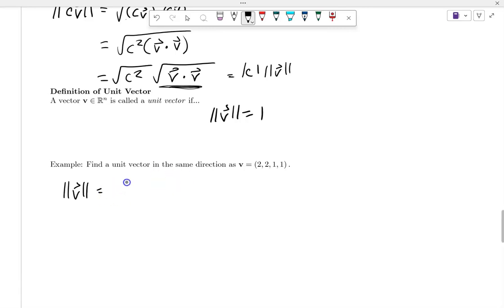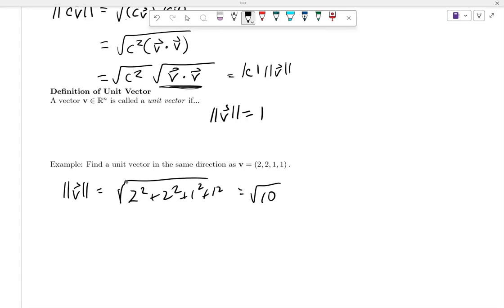Okay, yeah, so we'll do this. The square root of 2 squared plus 2 squared plus 1 squared plus 1 squared, right? And we do get square root of 10. Okay. Well, that's not equal to 1, right? So that is not a unit vector.